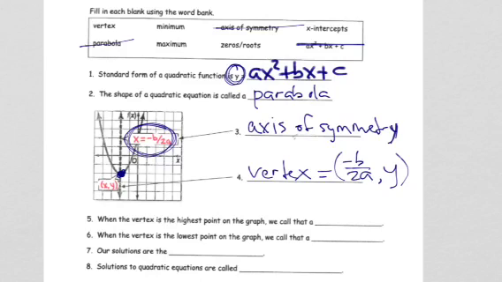All right, next, when the vertex is at the highest point on the graph, we call that a maximum. That would be the opposite picture from what we have here, a graph that looks like this, where the vertex would be at the top of the graph. That would be an absolute maximum, the highest point on the entire graph. Then when the vertex is the lowest point on the graph, we call that a minimum, or in this case an absolute minimum, because it is the absolute lowest spot on the graph. There's nothing lower. Then our solutions, that's a special term we're going to be using, our solutions are the x-intercepts.